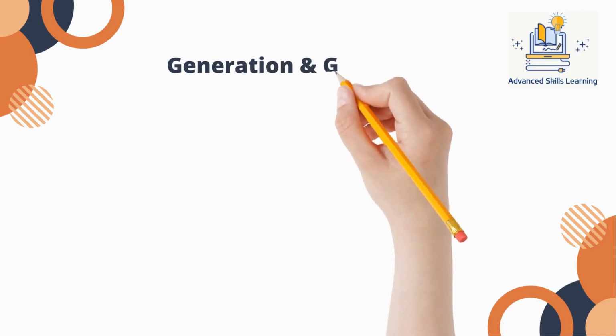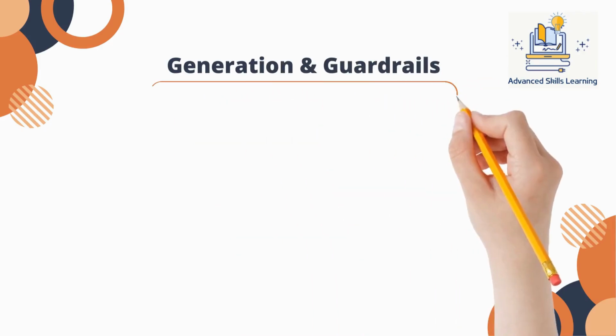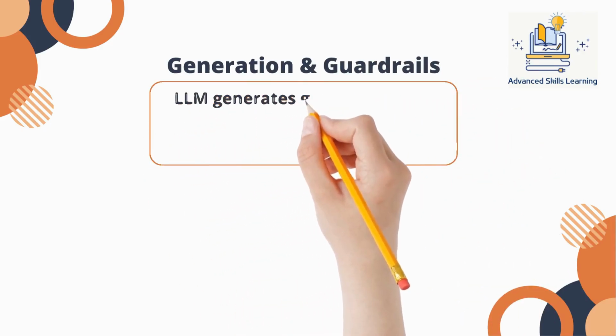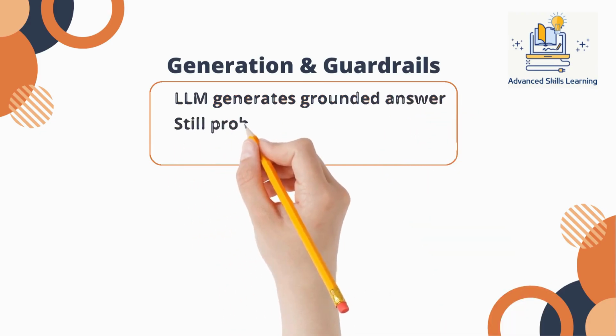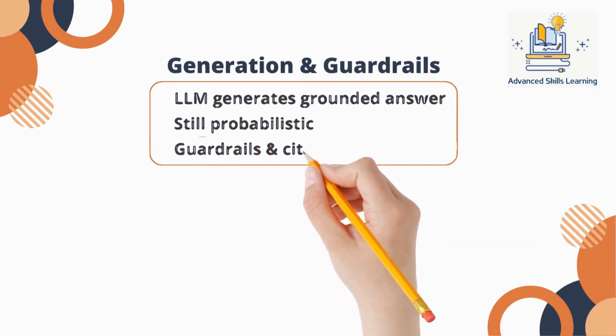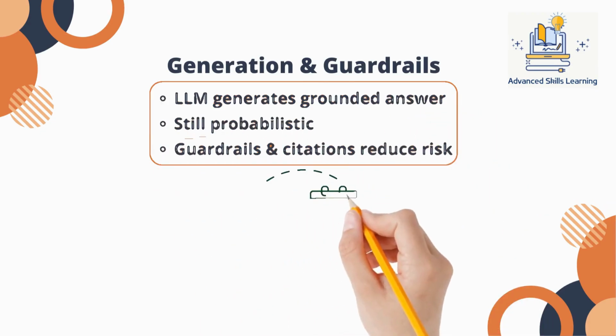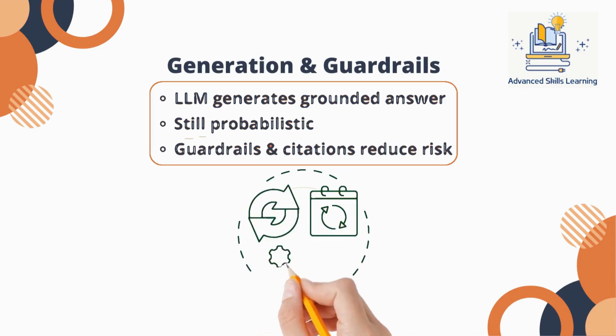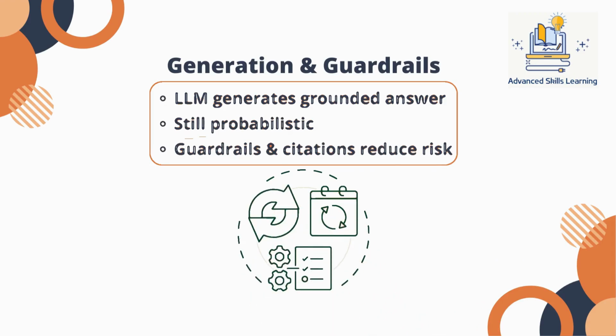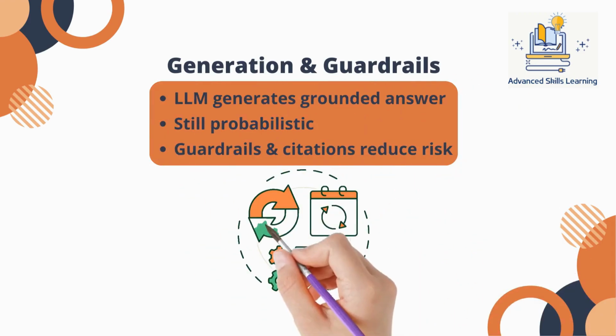Finally, the LLM generates an answer grounded in the retrieved content. Even with good retrieval, the model remains probabilistic. It may overgeneralize, miss nuances, or hallucinate connections. This is why guardrails, citations, validation, and monitoring are architectural necessities, not optional add-ons.